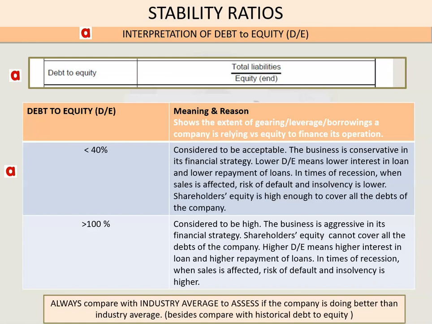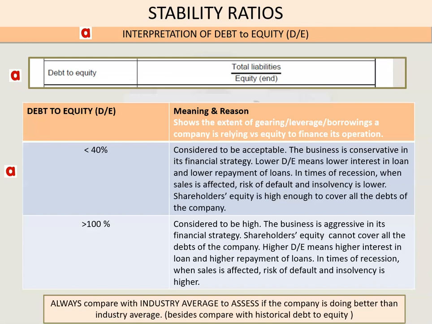Now, in terms of interpreting this ratio, what it means is the extent of gearing, leverage, borrowings. So please remember these terms because they can call this a gearing ratio or a leverage ratio as well. It shows the extent of borrowings a company is relying on versus equity to finance its operation. If it is lesser than 40%, usually it means that the business is conservative. This is acceptable because the business is not relying too much on borrowings, and it's actually very good in terms of recession because the risk of default and insolvency is lower.